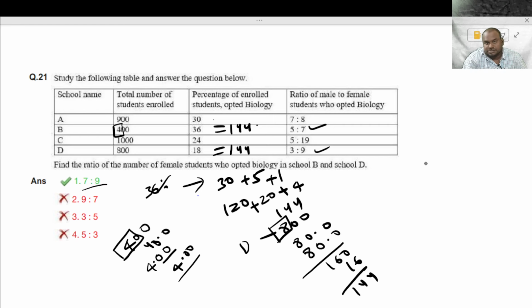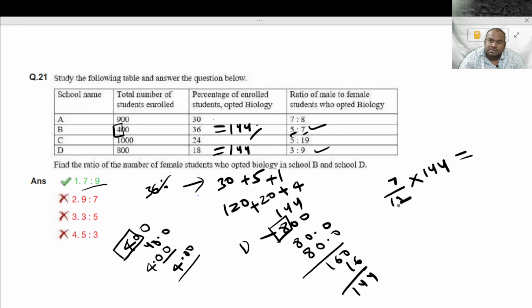I'll tell you, same procedure. In these 144 students, 5 parts are male and 7 parts are female, but you need only the female. So 7 by total parts, which is 7 plus 5, that is 12.